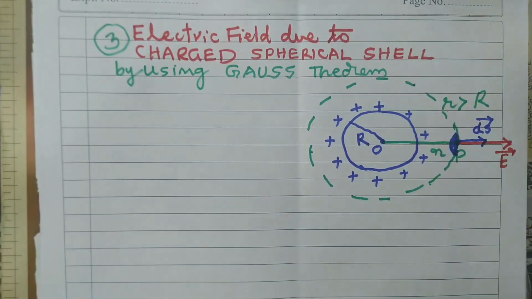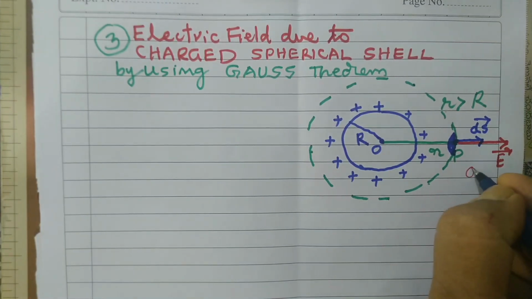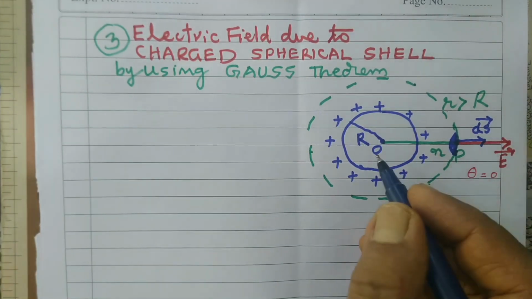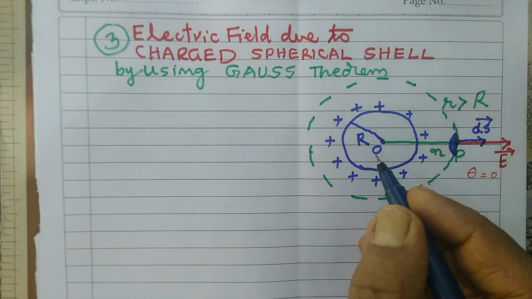Now, what is the angle between this E bar and ds bar? Just see and tell me. They are in the same direction. Therefore, we can say that theta is equal to 0 between E bar and ds bar. That you have to remember. This is the diagram which we are going to take up.